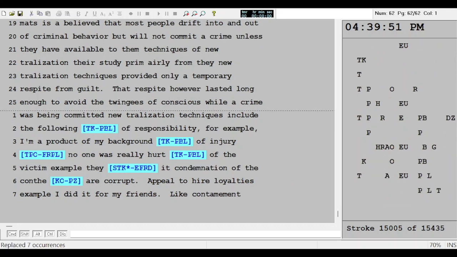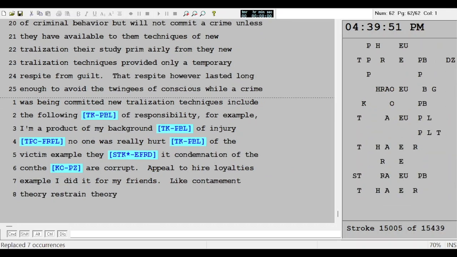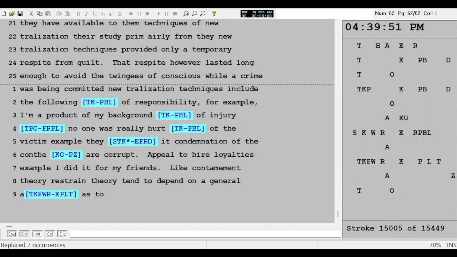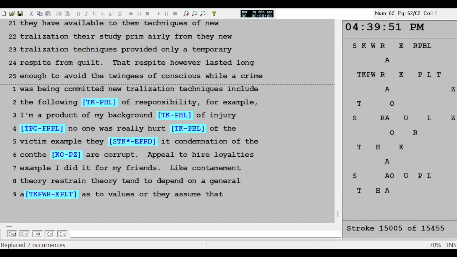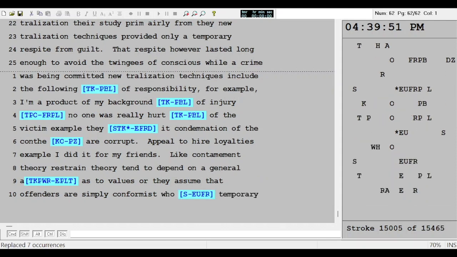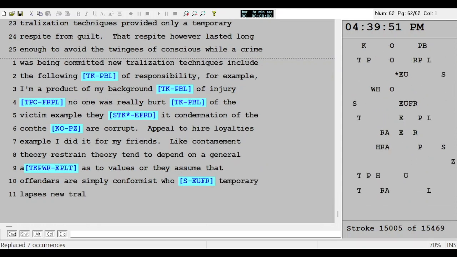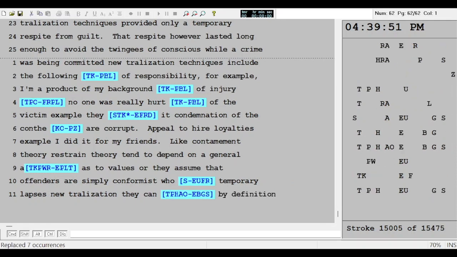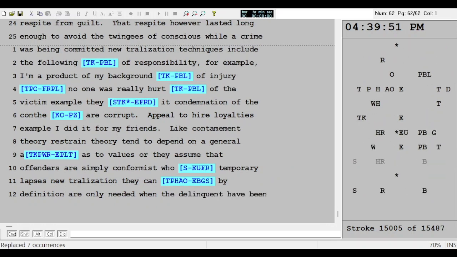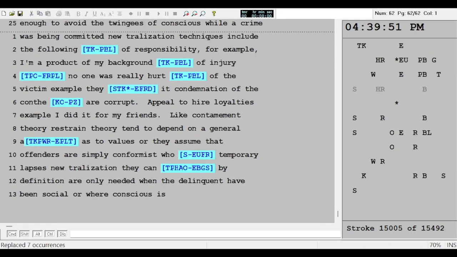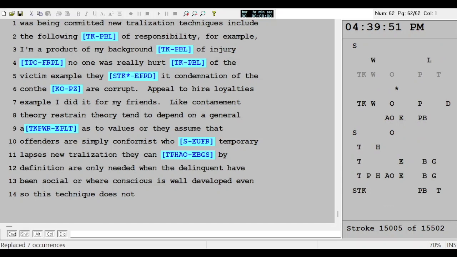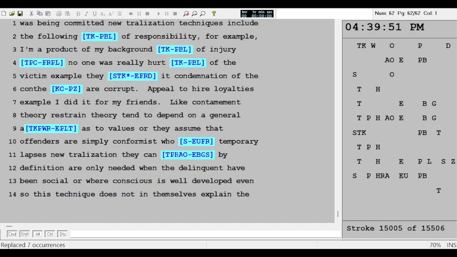Like containment theory, restraint theories tend to depend on a general agreement as to values, or they assume that offenders are simply conformists who suffer temporary lapses. Neutralization techniques, by definition, are only needed when the delinquent has been socialized into middle-class values or where conscience is well developed. Even so, these techniques do not in themselves explain the crime.